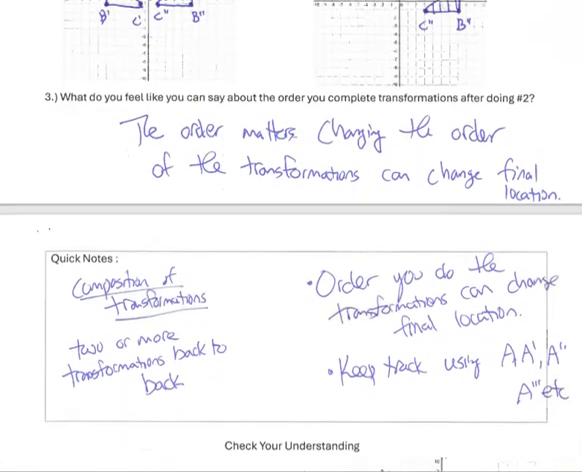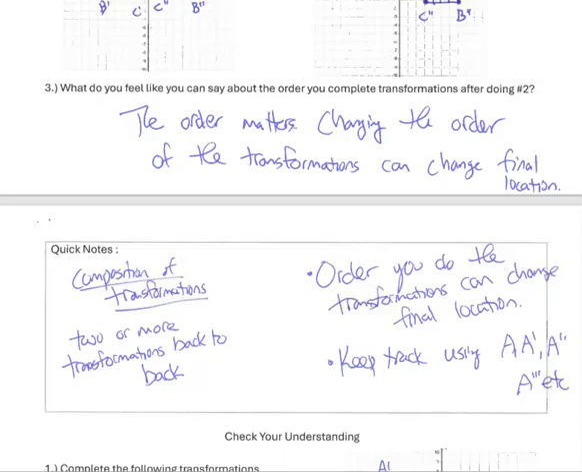Let's go ahead and take a look at the quick notes. The quick notes basically say a composition of transformations is two or more transformations back to back. The order that you do the transformations can change the final location and often does. Keep track of things by putting a non-prime, then a double prime, a triple prime, and so on, so that you can follow along.